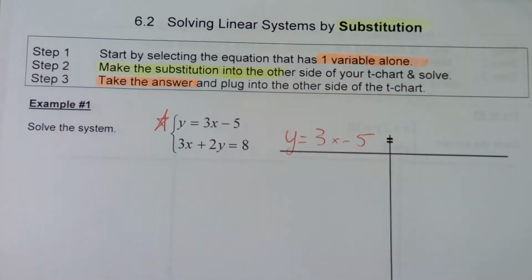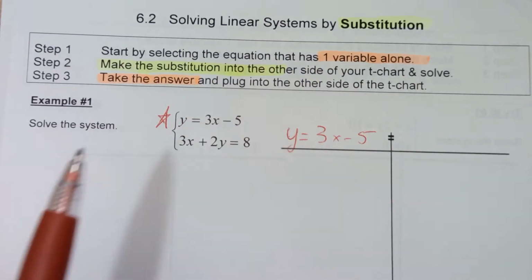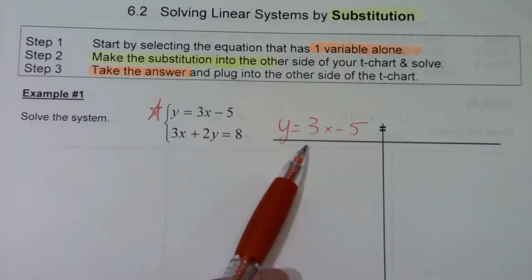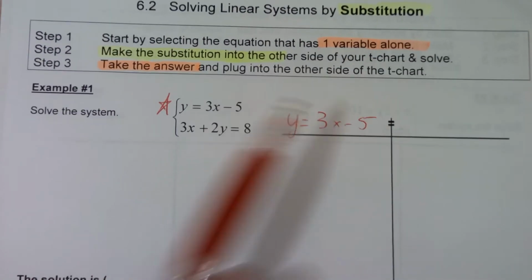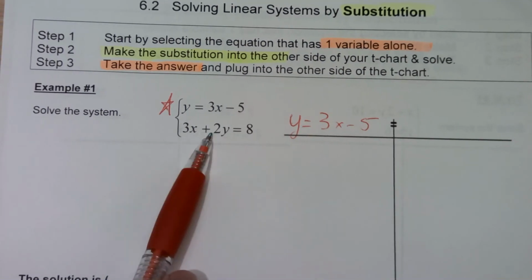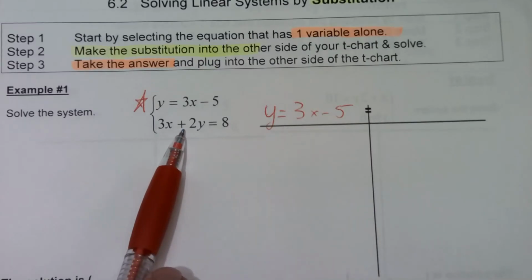Now on the other side, our next step is to make the substitution into the other side of your t-chart and to solve. So now we're going to do our substitution piece. We have y equals 3x minus 5. We're going to substitute that in for y in our equation down here, and then we will solve. We're going to substitute everything that it says for y into this equation.